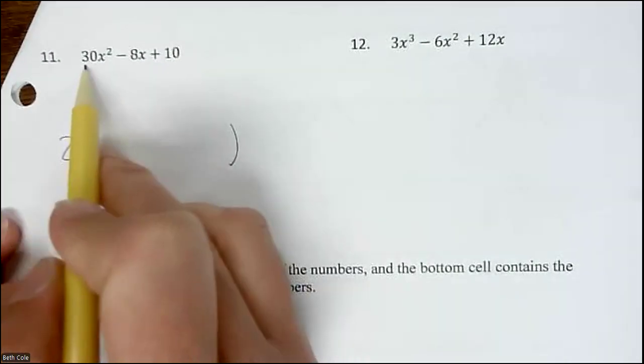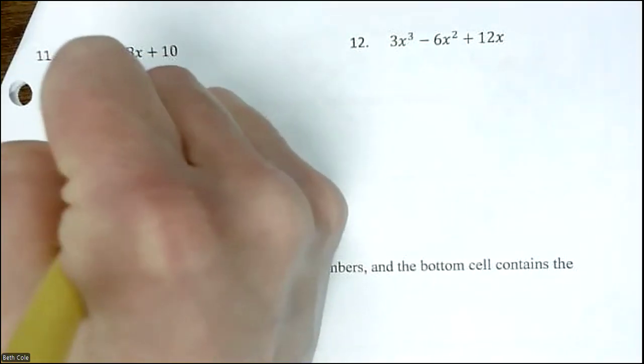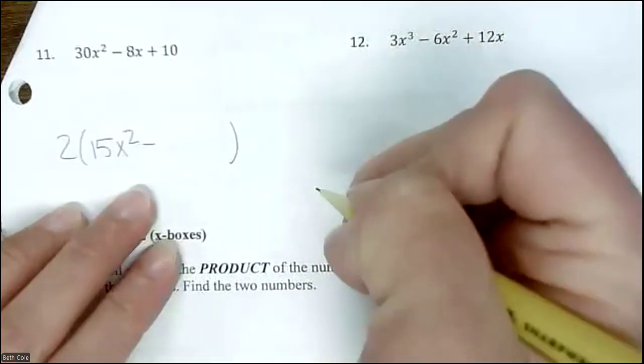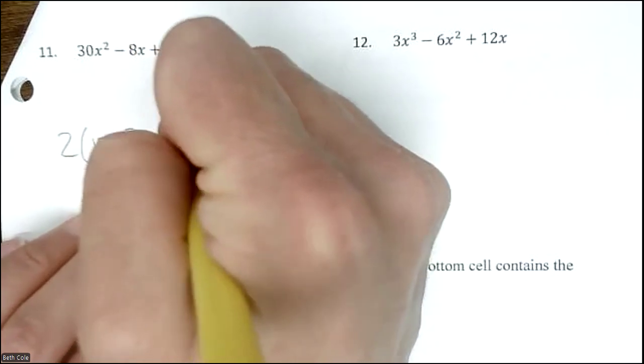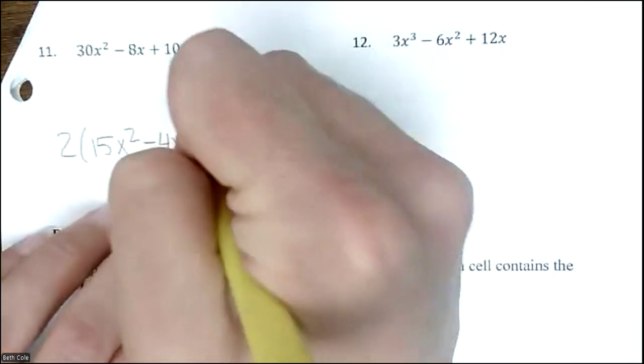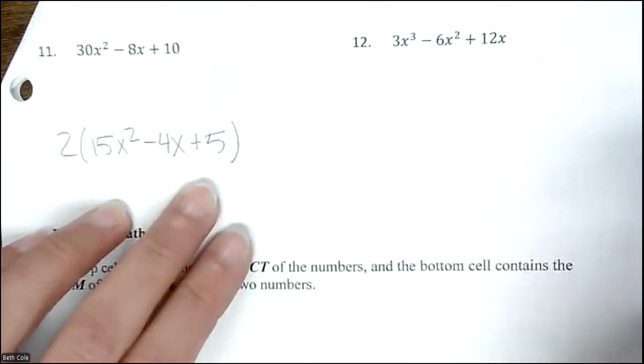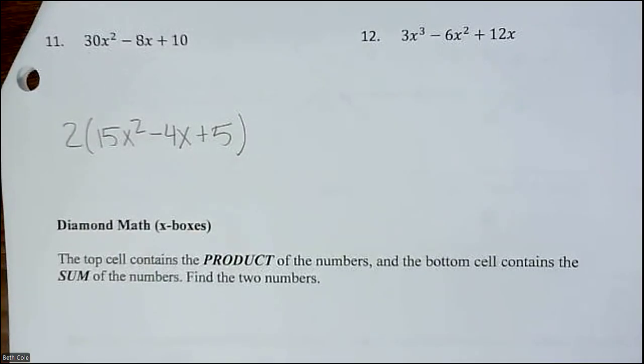So 30 divided by 2 is 15x squared, minus, let me finish this one and then I'll answer that, 4x, 8 divided by 2 is 4, plus 5. Good job. Go ahead, question.